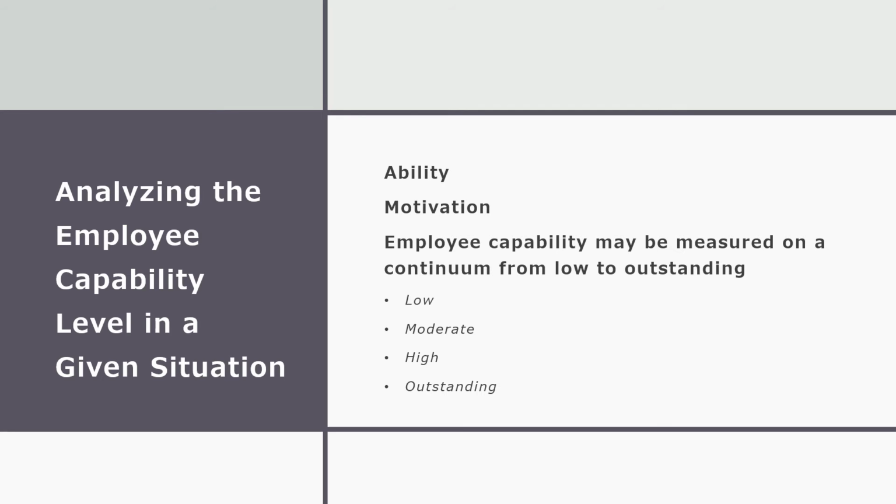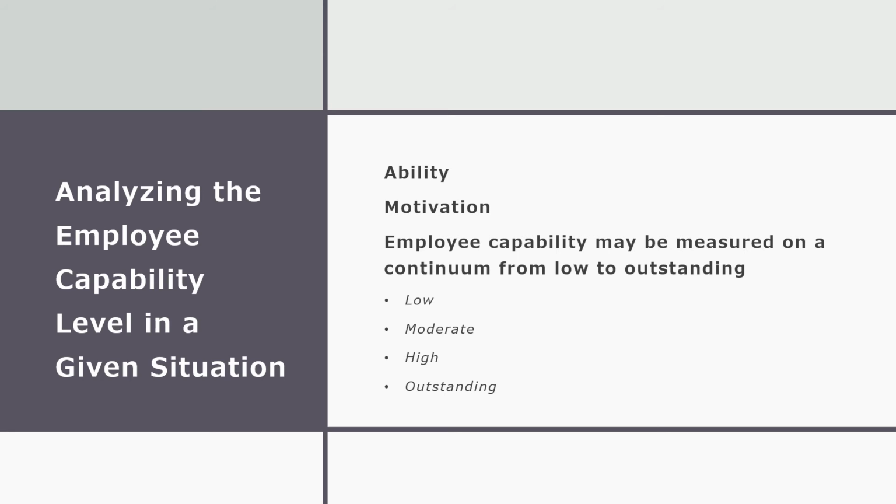Employee capability may be measured on a continuum from low to outstanding. As a manager, you assess each employee's capability level. So for those that are low, the employees can't do the task without detailed directions and close supervision. Employees in this category are either unable or unwilling to do the task.